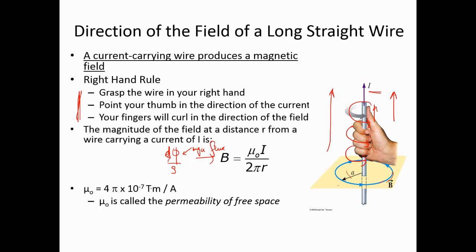Mu zero is what we call the permeability of free space. We're using the permeability of free space because the magnetic flux is circulating in free space, in air, basically. What does permeability represent? It represents how easily a magnetic flux is conducted in that particular medium. For air, the value is 4 pi multiplied by 10 to the power minus 7. So it has a very low permeability, meaning magnetic flux doesn't conduct easily in free space or air.